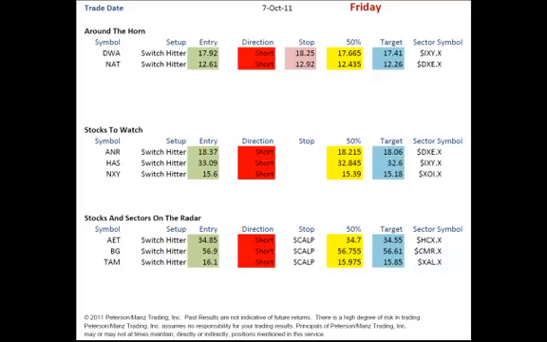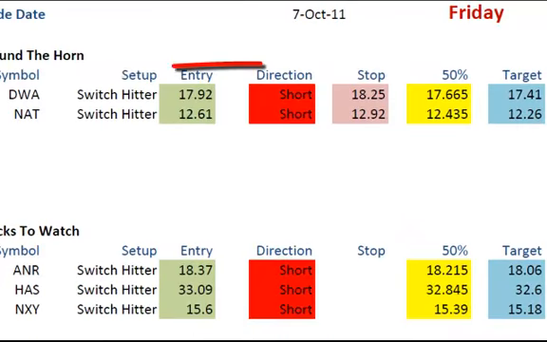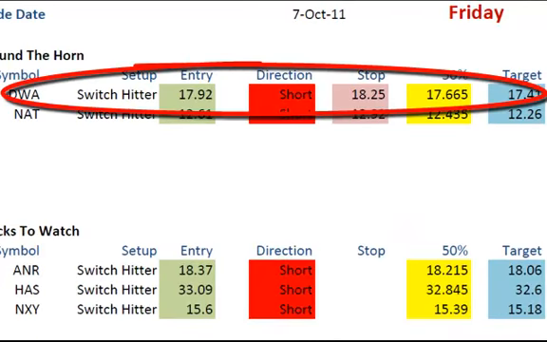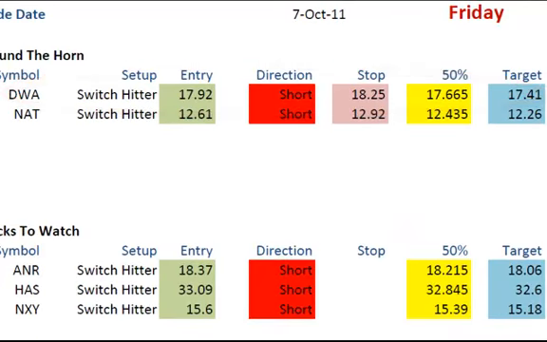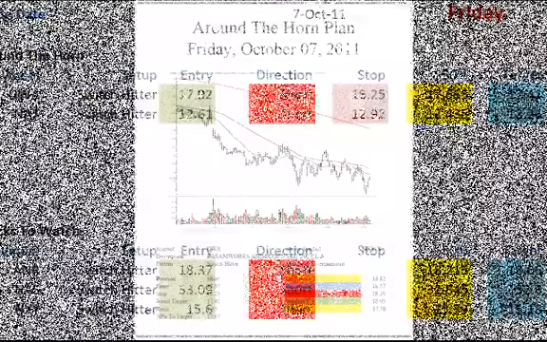Here is the desk copy of the Friday, October 7th, 2011 Around the Horn Intraday Trading Plan. We see there were 2 Around the Horn setups for the day. One of them triggered. That was DWA, DreamWorks Animation. Let's have a look at the detail page and then move on to how we handled some conditional orders to enter, manage, and exit the trade over the course of the session.